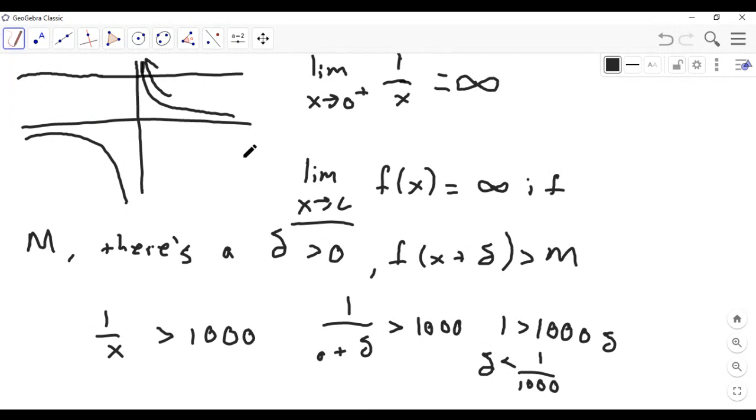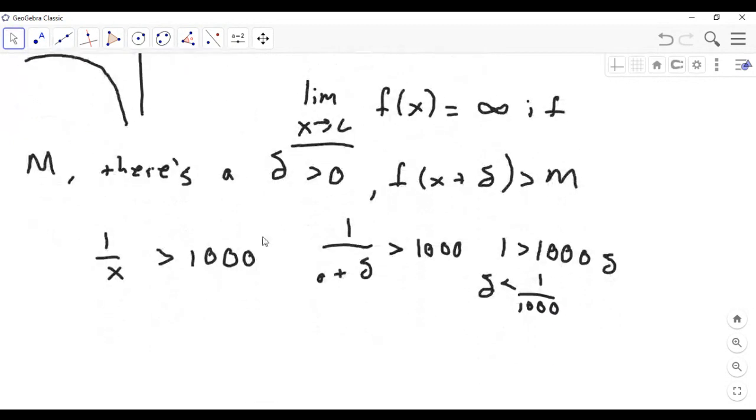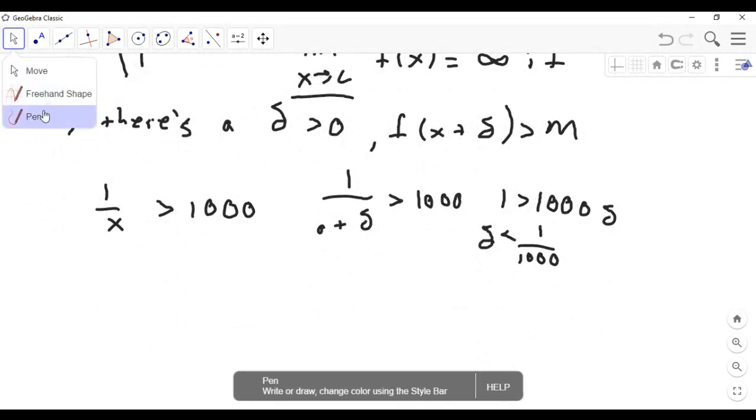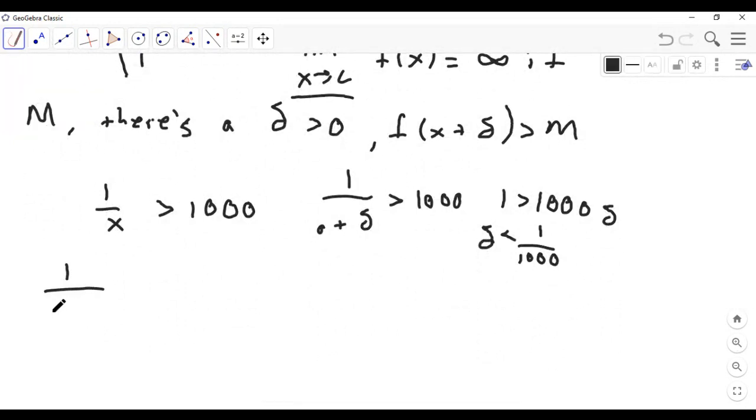So for instance, if we plugged in for our delta 1 over 10,000, then we would have 1 over 1 over 10,000, which is of course equal to 10,000, which is bigger than our m, which is 1,000. That's kind of the premise behind these infinite limits. Basically, for every real number, you can always get closer and closer to that asymptote so that your function value is going to be bigger than that number you chose. If that makes sense at all.